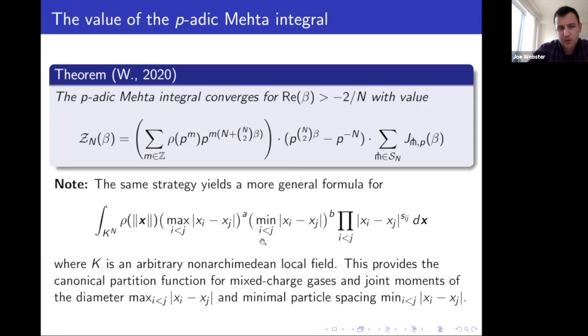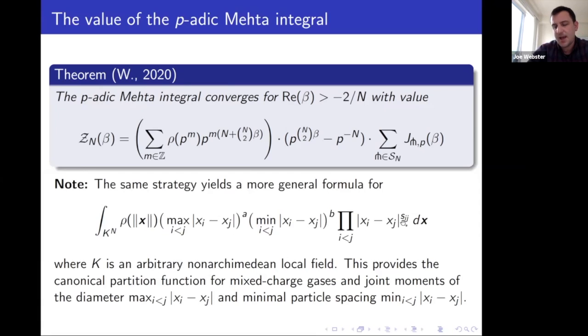And just to add why you would want to do this integral, when you have these factors inside, if A and B are non-negative integers, then you can use this computation to find the joint moments of the diameter of the gas, the expected diameter rather, and the expected minimal particle spacing. So you can find the moments of these two quantities.